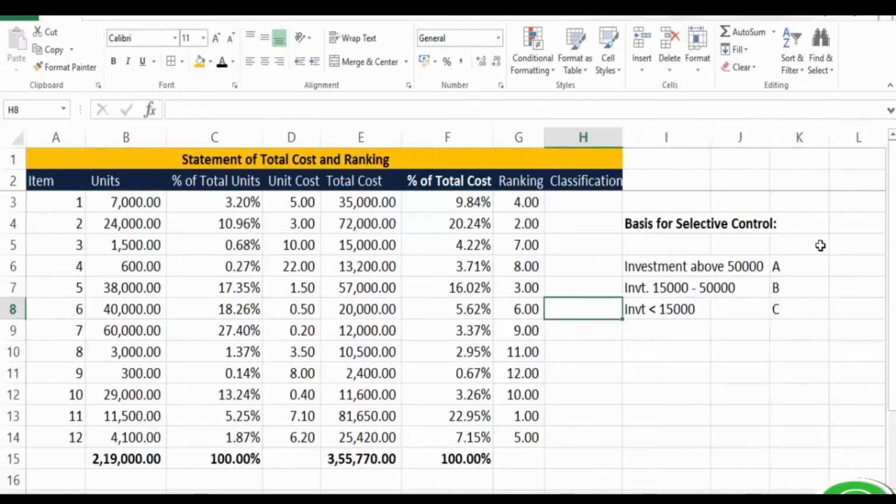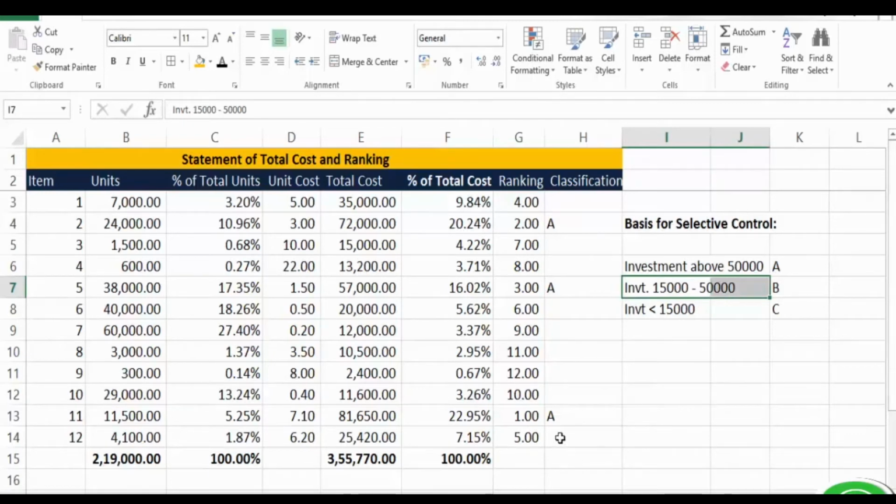Okay, so now if we go by that, our item number 1 investment is greater than 50,000. It is rank number 1. Rank 2 is also greater than 50,000. Rank 3 is also greater than 50,000. So these 3, that is 1, 2, 3, should be classified under A. So let's do that. It should be classified under A, 1, 2 and 3. So that is done. Next, investment between 15,000 and 50,000.